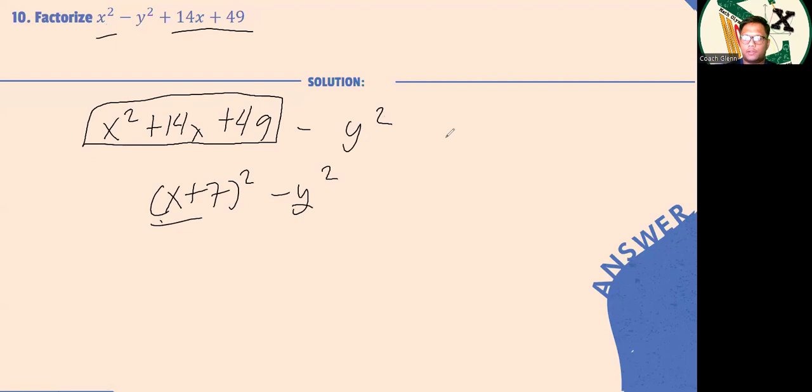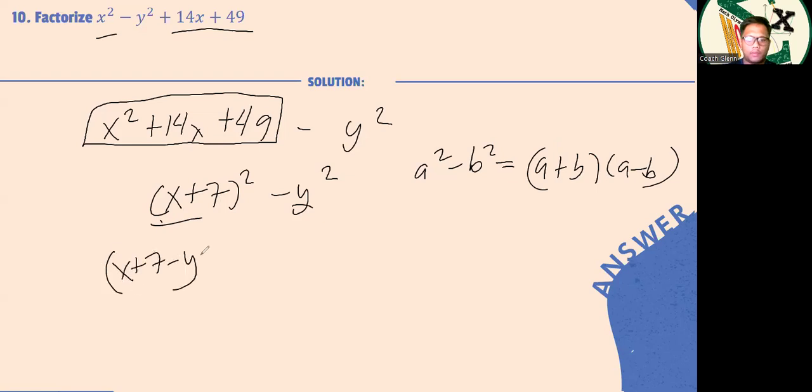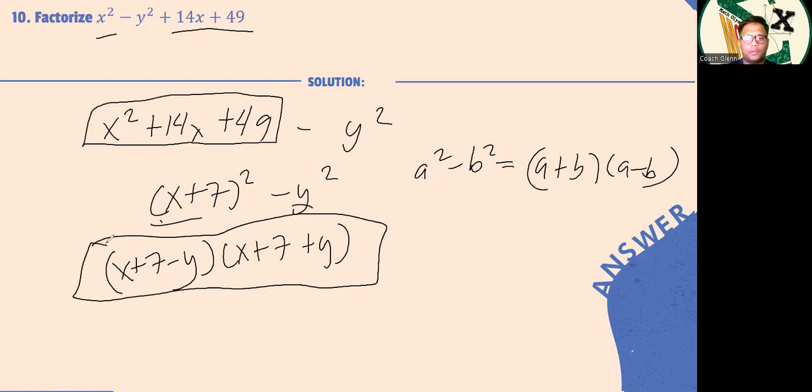So what we have here is a difference of two squares. It's like a squared minus b squared, which is equal to a plus b times a minus b. So we can use that here. So here we will get x plus 7 minus y, and then here we have x plus 7 plus y. So this is our final factored form. Okay, so this one's pretty easy actually. It looks complicated at first, but you just need to rearrange and then you can apply difference of squares.